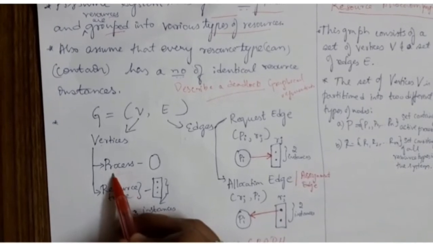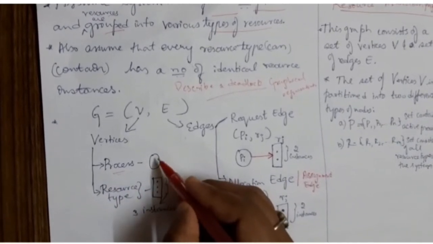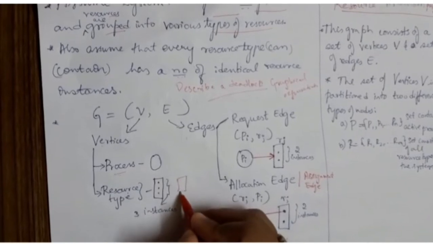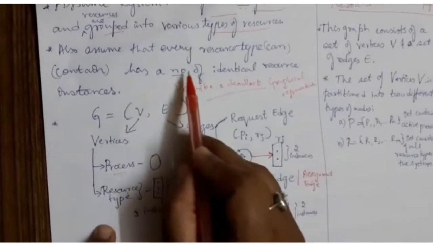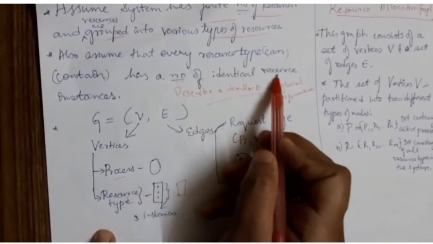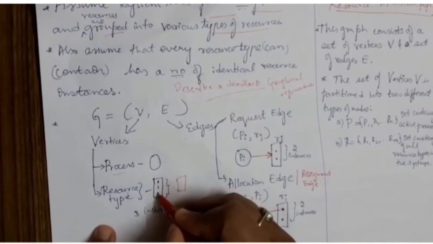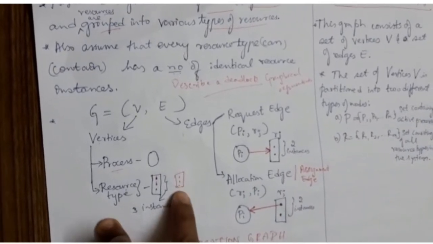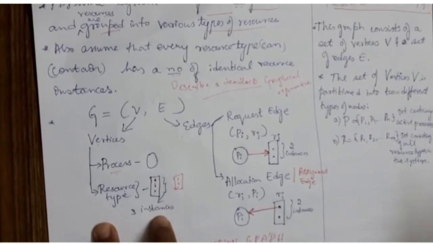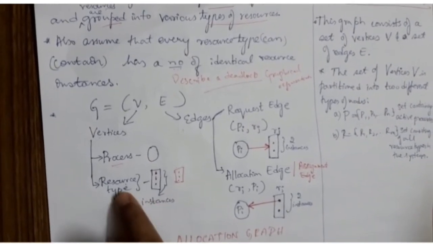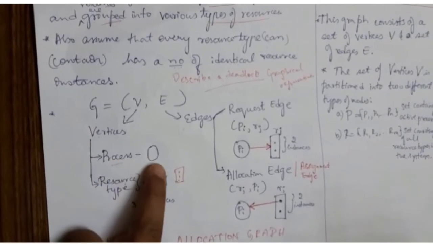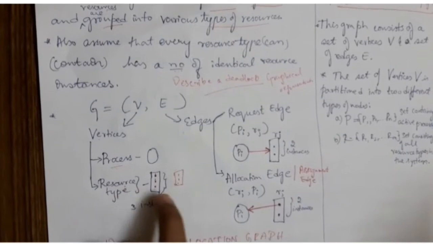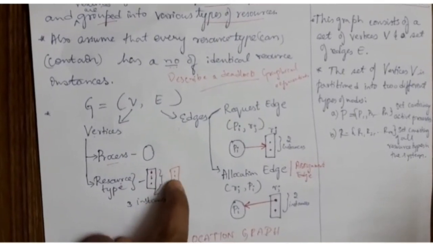Now, a process is represented using a circle, and resources are represented using a rectangle, and as I have told you, each resource type has n number of identical resources. So, n number of identical resources are represented using dots. These are called instances. For example, here I have 3 instances. That is, 3 identical resources are there for this particular resource. I repeat, a process is represented using a circle, a resource type is represented using a rectangle, and the instances of each resource are represented using dots present inside the rectangle.